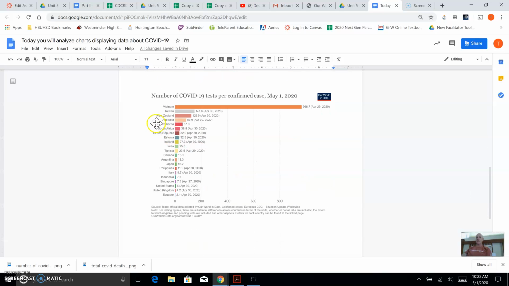Next one is number of COVID-19 tests per confirmed cases. So for every confirmed case of COVID, how many tests is a country conducting? Vietnam's killing it, right? I mean, they're doing great. So look through this, and again, what information can you pull out of it? What can you say about the countries and their testing?